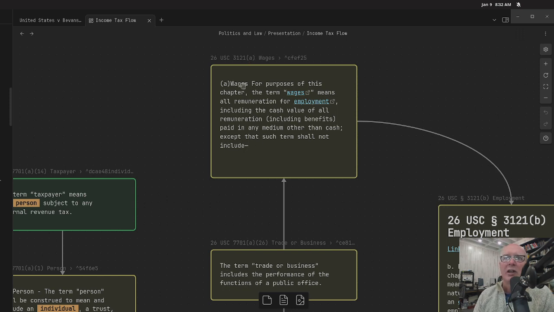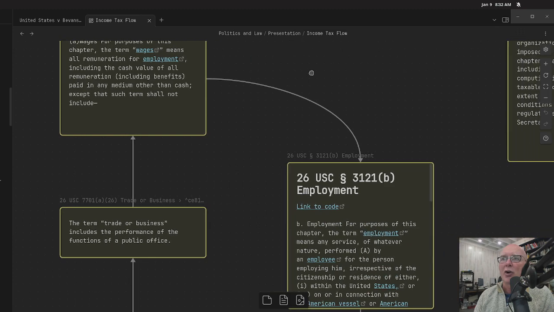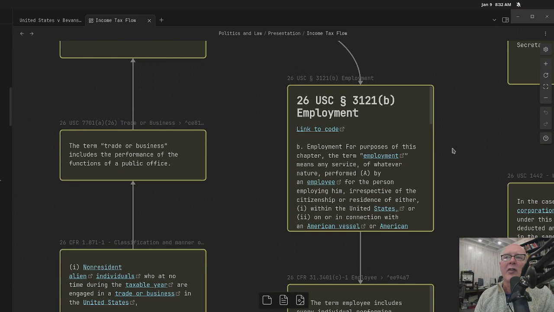Now, wages. Wages, for the purpose of this chapter, the term wages means all remuneration for employment. Now, here's the key word, and that's where we're going to go next, including cash and all. So we don't really care about the rest of this. We're just saying means all remuneration for employment. So now we need to go look up what employment is. And yes, people, this is absurd. It is, but the mere fact that they defined all of these things that have common meanings should tell you that there's something fishy going on with this entire process. Otherwise, why in the world do you have all these definitions? And the definitions don't match what you think they are.